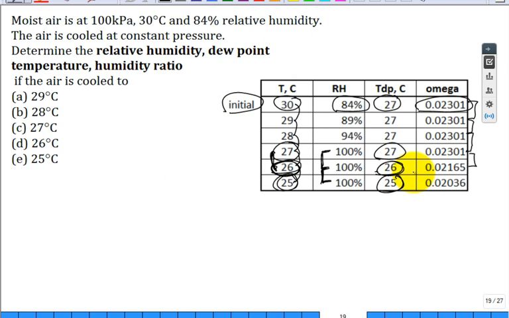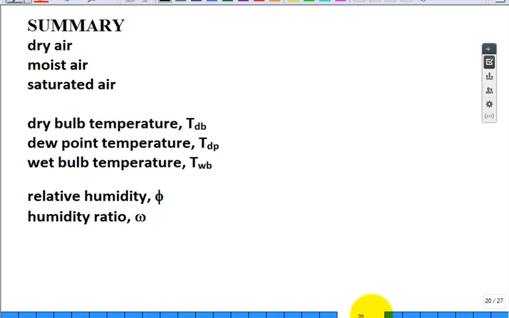You could also calculate wet bulb and put it up here. And at this point, the wet bulb would be 27 C, then the wet bulb would be 26 C, the wet bulb would be 25 C as you continue to cool it. And when you hit that point where it's 100% relative humidity, the wet bulb, the dry bulb, and the dew point temperature are all the same temperature. All right. So we covered a lot of ground. You need to talk about kind of three states of the air, from dry air to saturated air, and in between is moist air. Three temperatures and two humidities. Now you're equipped to solve a lot of engineering problems.